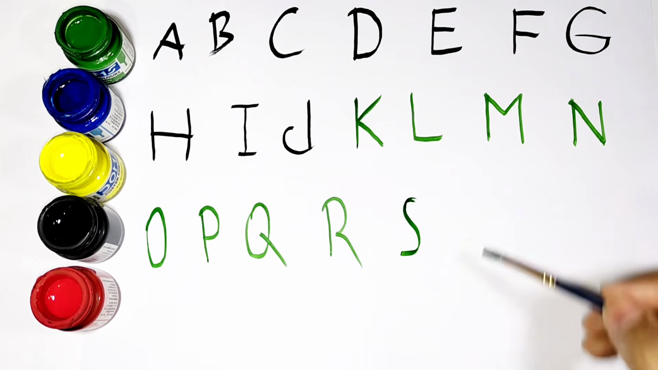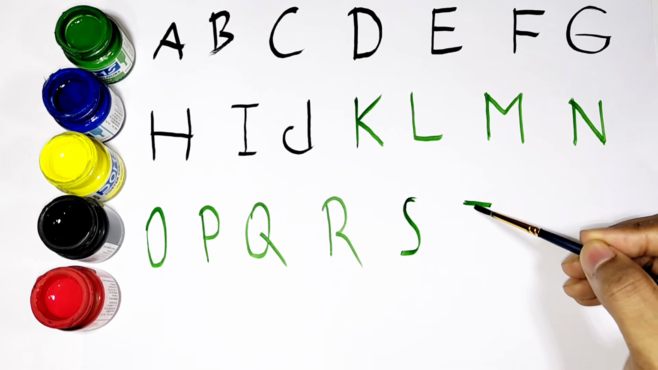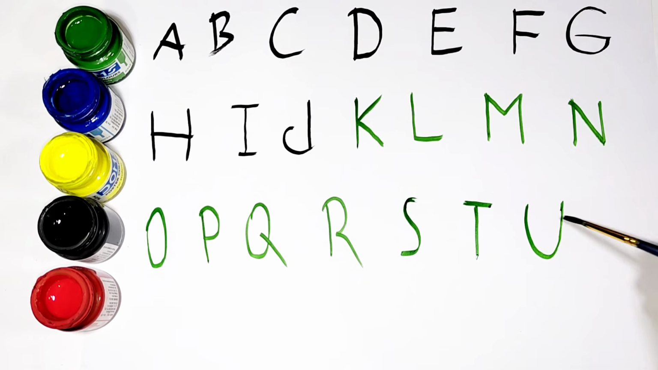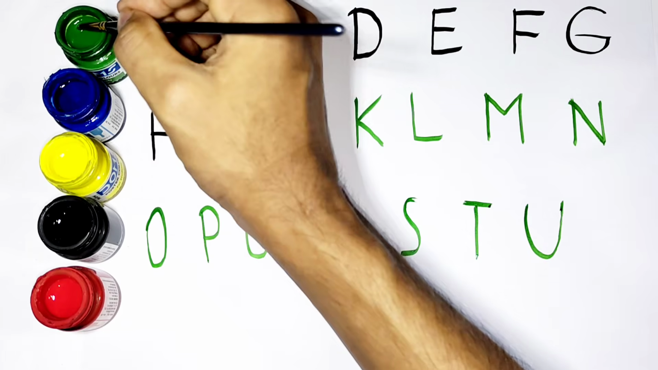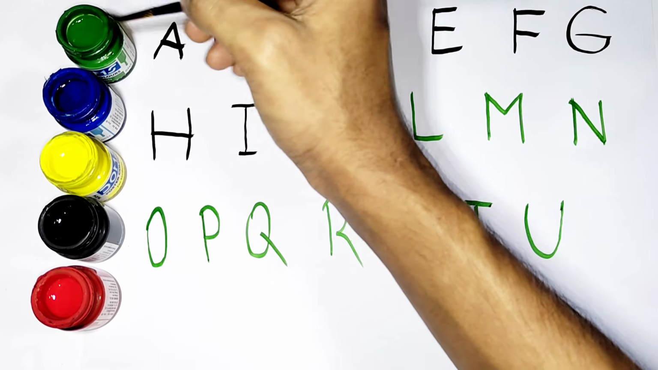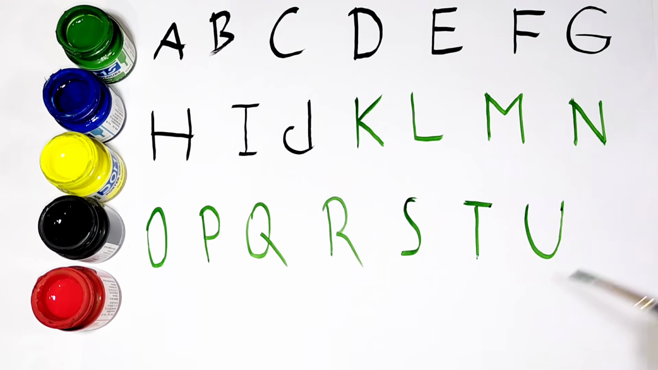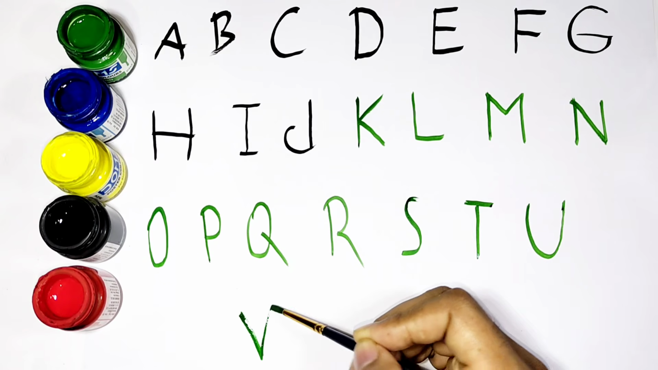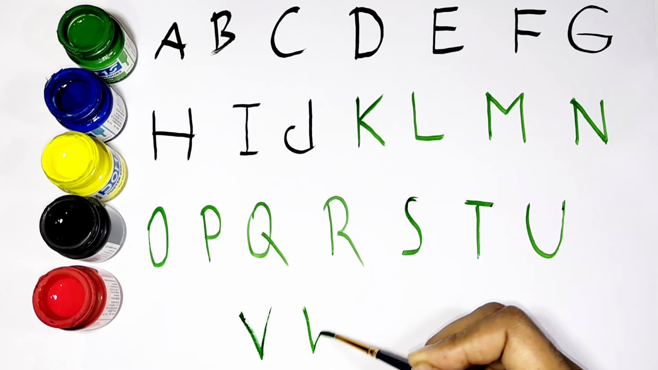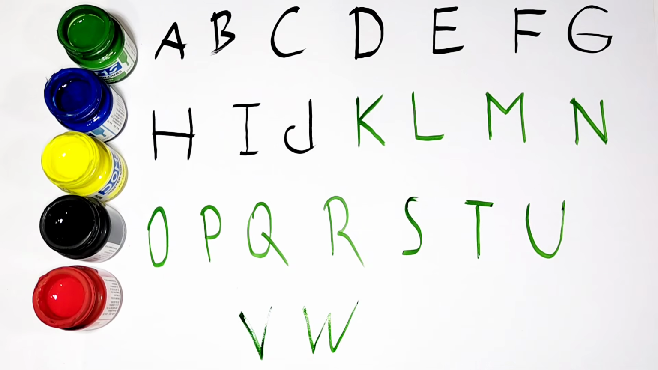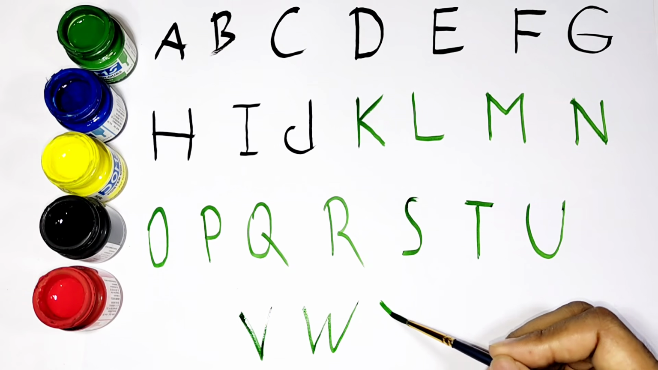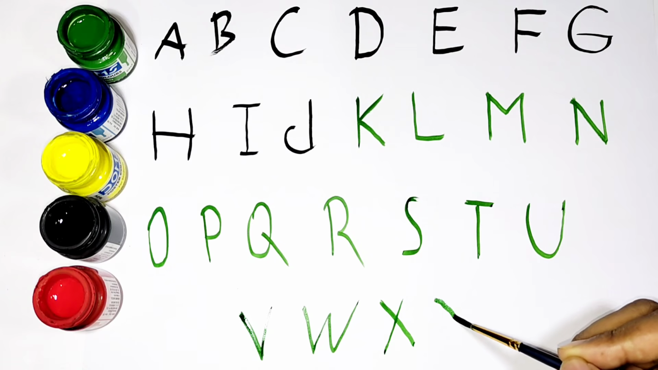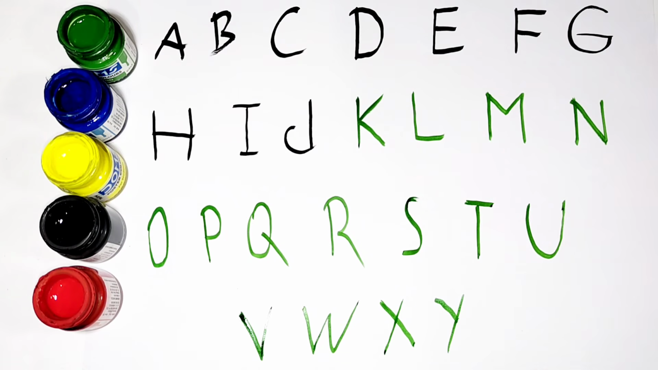The next one is T. Now we draw U. And the next one is V. Green color. The next one is W. Now we draw the alphabet of W. X, Y, and the last one is Z.